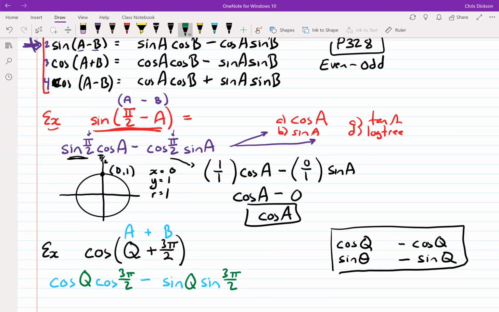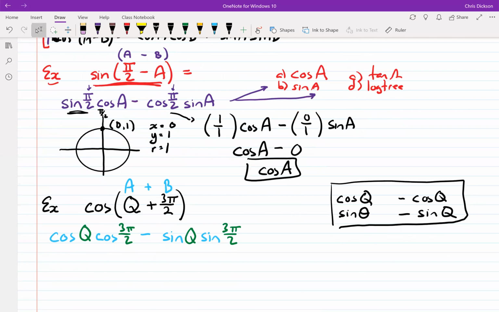Okay. So I need to know where 3 pi over 2 is. Let's use the diagram we just used there. So that's 3 pi over 2. In the unit circle, that's (0, -1). So I know my x value will be 0, my y value will be -1, and my r value would equal 1.